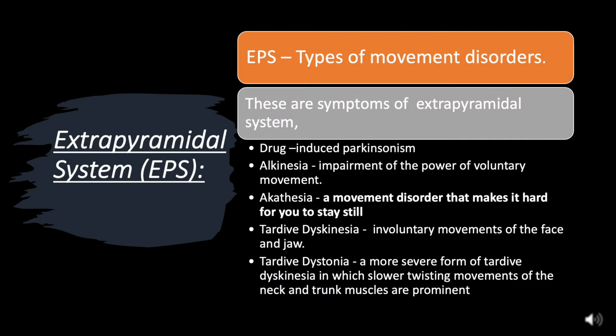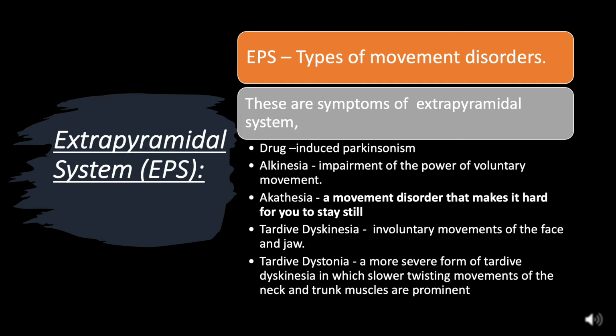Extrapyramidal system, EPS. Types of movement disorders. The symptoms of the extrapyramidal system are: drug-induced Parkinsonism. Akinesia is impairment of the power of voluntary movement. Akathisia is a movement disorder that makes it hard for you to stay still.